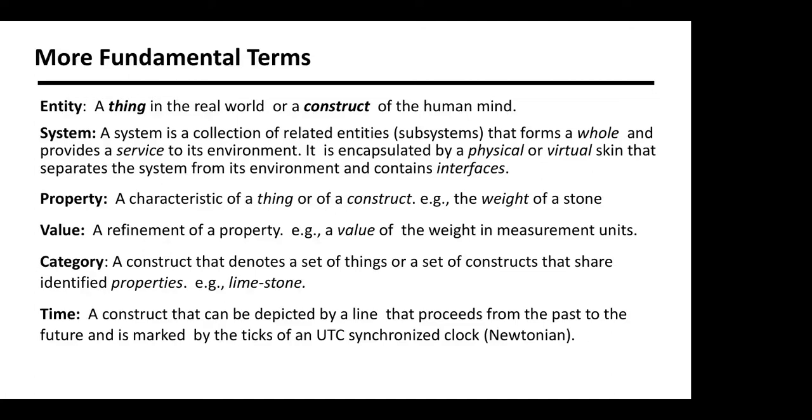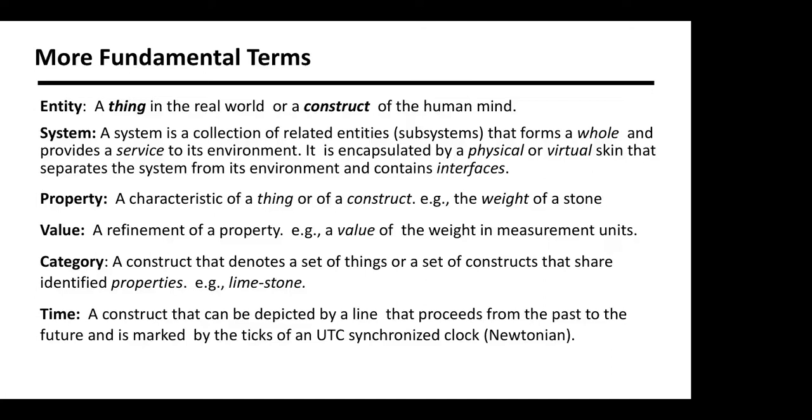Depending on the sensing and actuating capability of the system, that determines what you can interact with in the environment. If you are a bat, you can do different things than if you are an ant, because they have different sensors and a different world model. So it's basically the sensors and actuators that determine your view of the world. A property is a characteristic or a feature of a thing or of a construct. If I take a stone, a property of the stone is its weight. And the value is a refinement of a property: if the stone is 50 kilograms, then the value refines the property weight.